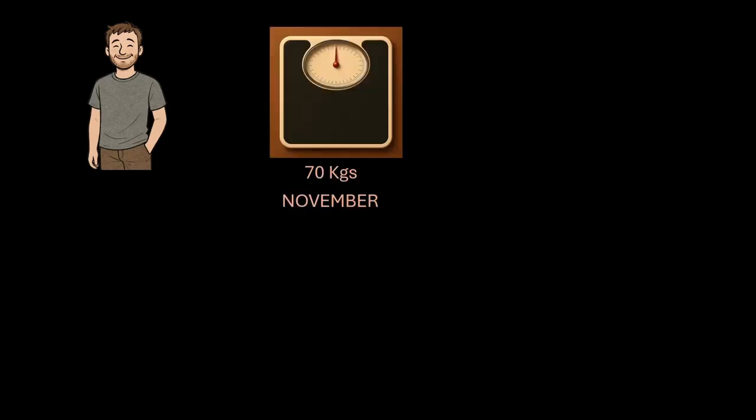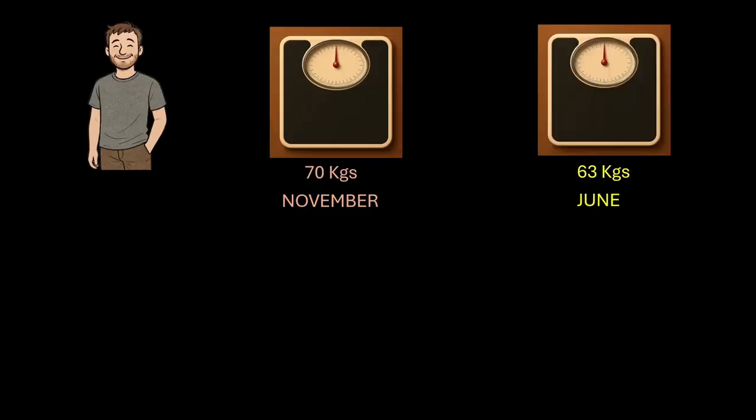This is Neeraj. He checked his weight in November and it was 70 kgs. By the time summers arrived, he checked his weight again in June and this time it was 63 kgs. Now, do we see a change in the weight? Yes, the weight decreased by 7 kgs, right?